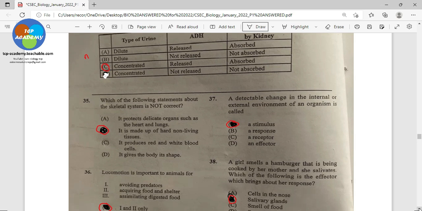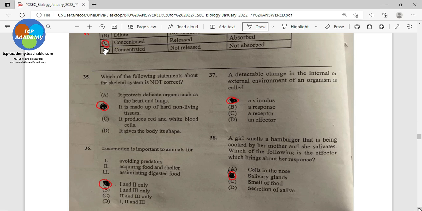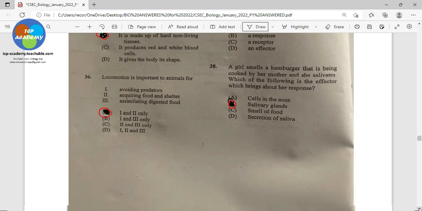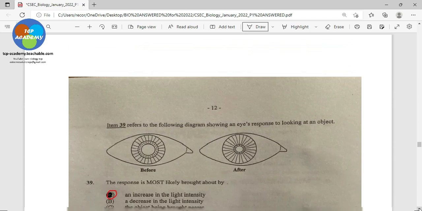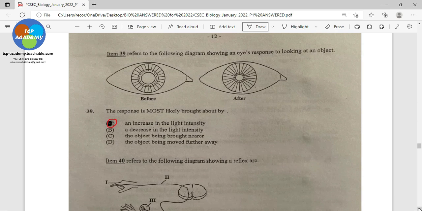Item 35 is an old question, and the answer is, of course, B. Item 36 is an old question, and the answer is, of course, A. Item 37 is an old question, and the answer is, of course, A. Item 38 is an old question, and the answer is, of course, B. In the interest of time, we are just moving on. You can pause the video if you so desire to read an answer.